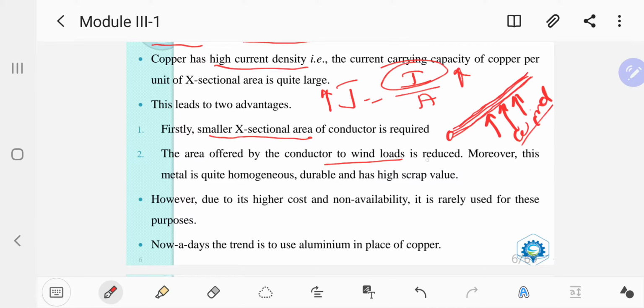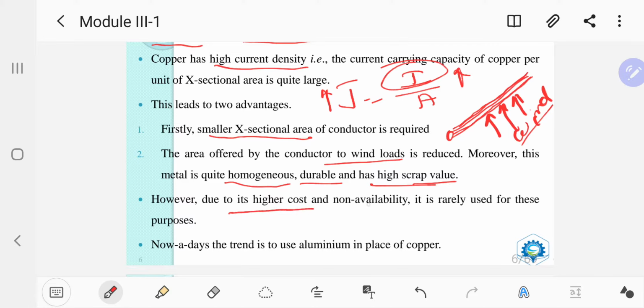The next advantage is that it is quite homogeneous. The material is homogeneous. Then, it is durable. It has a long life, as well as a high scrap value. Its scrap value is very high, which means it has a higher cost.